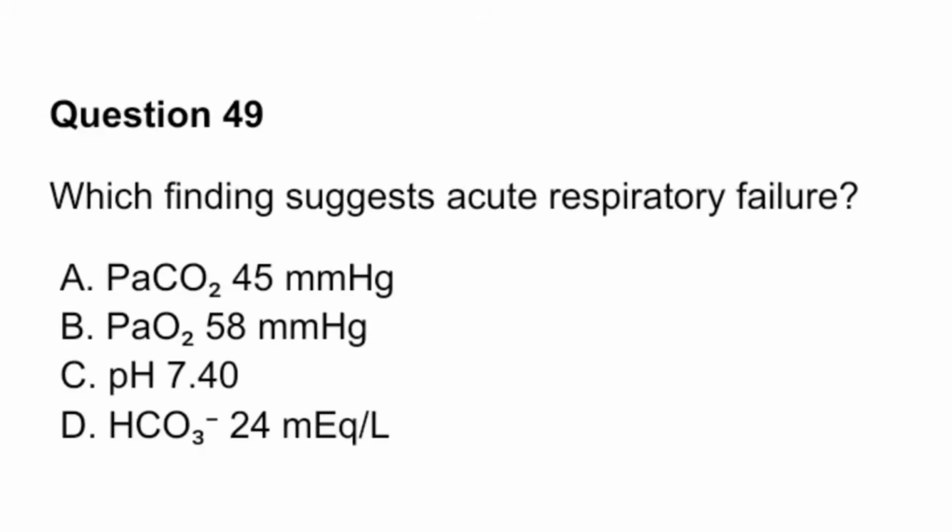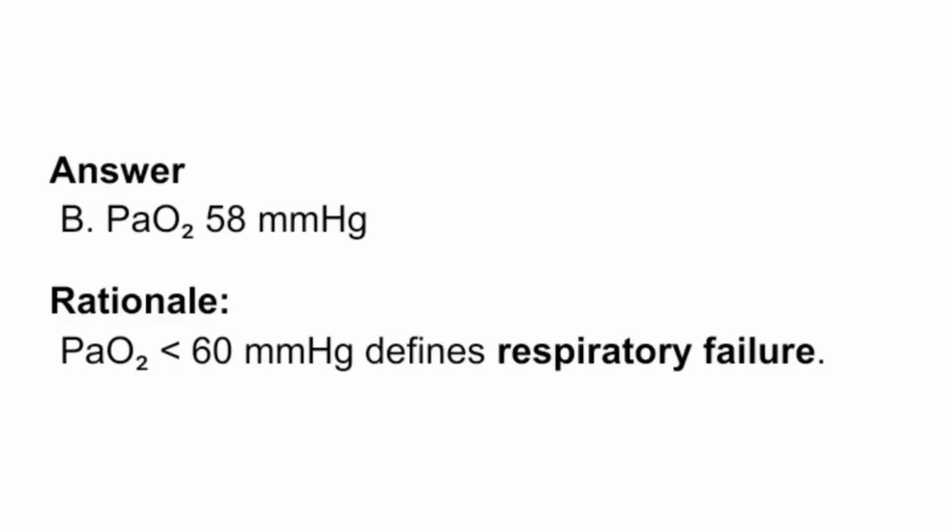Question 49. Which finding suggests acute respiratory failure? A. PaCO2 45 mm mercury. B. PaO2 58 mm mercury. C. pH 7.40. D. HCO3 minus 24 mEq per liter. Answer. B. PaO2 58 mm mercury. Rationale. PaO2 less than 60 mm mercury defines respiratory failure.